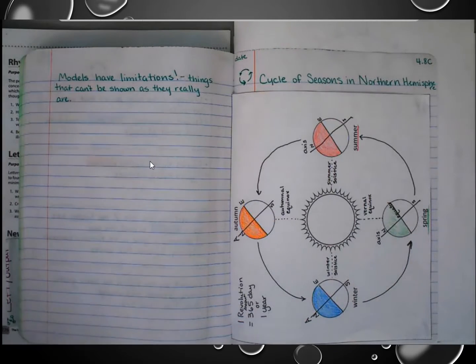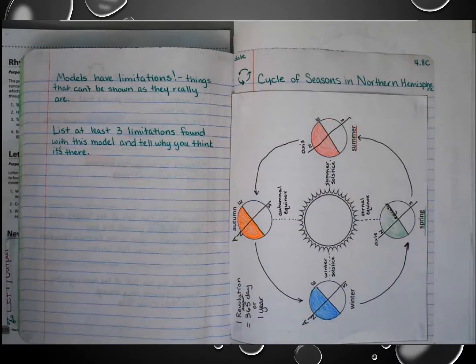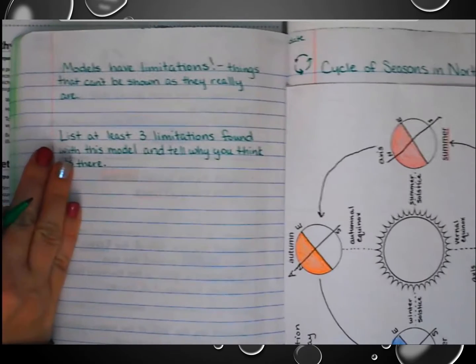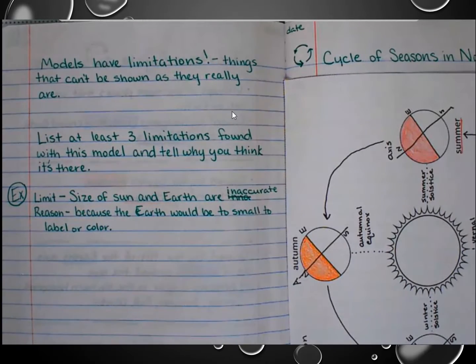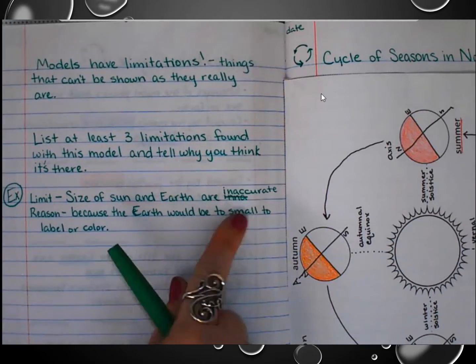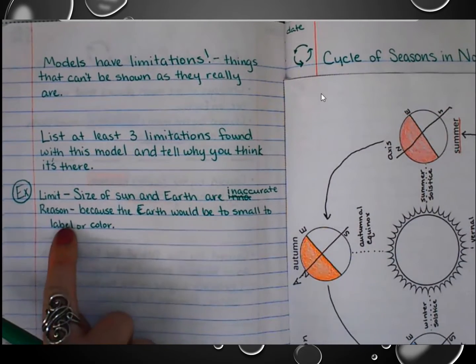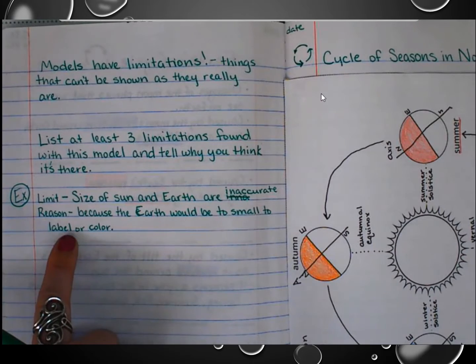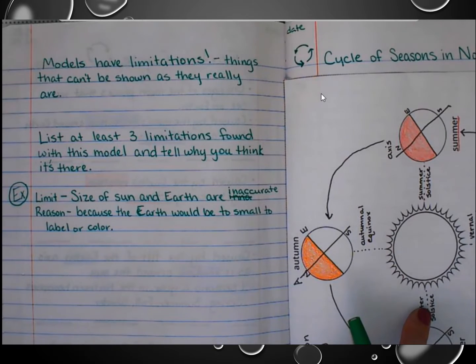So what I want you to do is to list 3 limitations found with this model and tell why you think it's there. Okay, so an example would be a limit would be the size of the sun and the earth are inaccurate on this paper diagram and on the online model. The reason? Because the earth would be too small to label or color. Like we colored it here and we drew our labels, and the other one has the labels and the little stick person that we used.